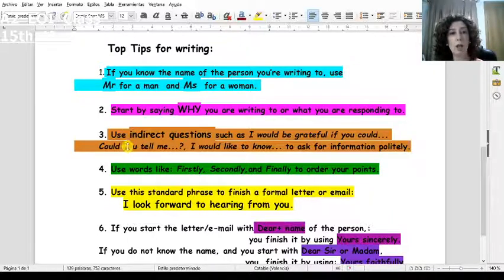3. This color is use indirect questions. Utiliza interrogativas indirectas. Como I would be grateful if you could. Estaría muy agradecido si usted pudiera. Or could you tell me? Or I would like to know. To ask for information politely. ¿Vale? Utilizo este tipo de interrogativas. Not: and how much does it cost? No. Could you tell me how much the course costs?